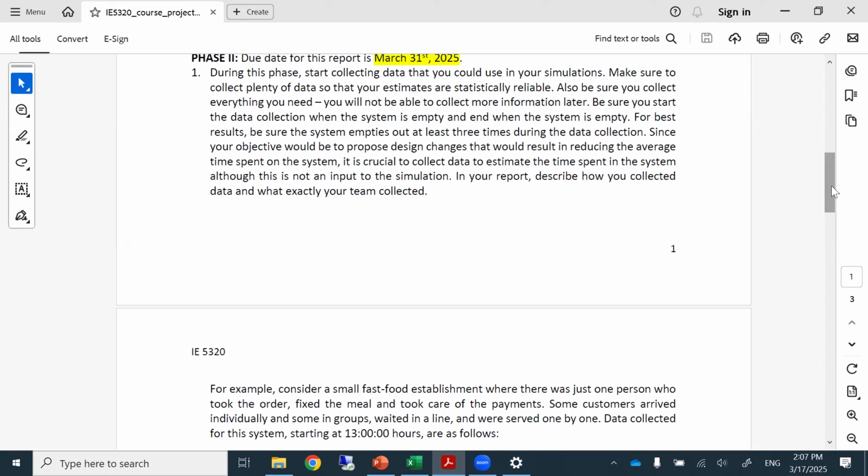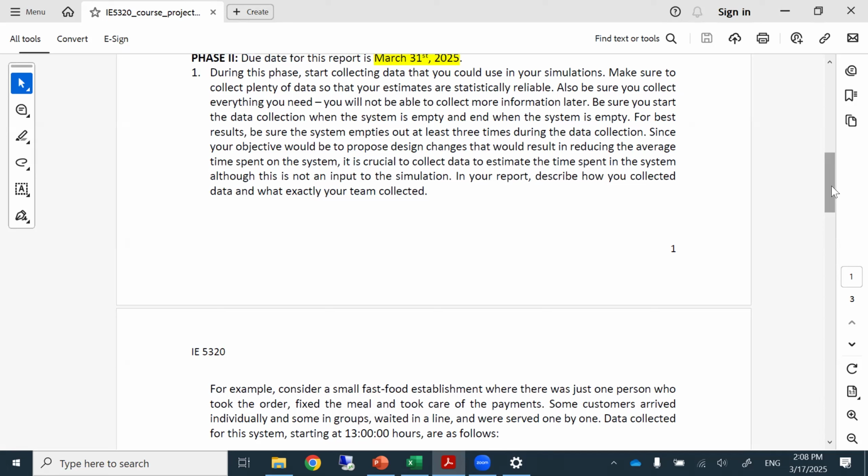When I say enough data or plenty of data, that should be at least 125 observations per area. For example, if you're looking at the arrival process, collect about 125 observations of arrivals. Also, if you're looking at the processing times, you have to gather at least 125.